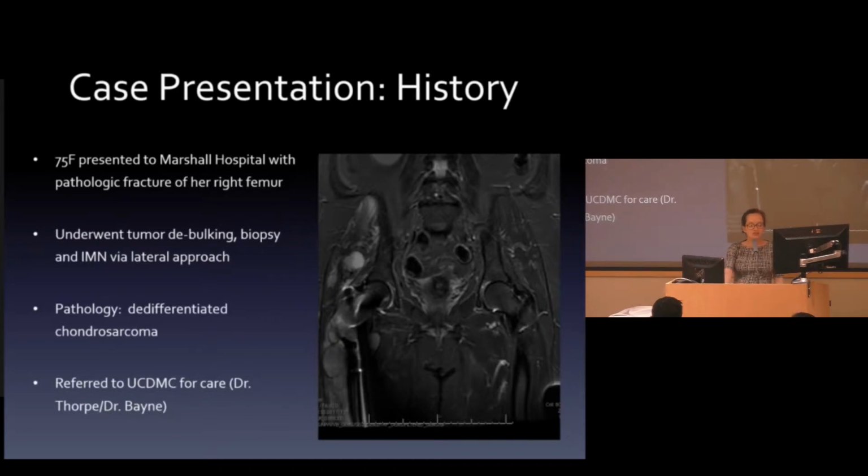So this is a patient, she's a 74-year-old lady. She presented to Marshall Hospital with a pathologic fracture of her right femur. At that hospital, she underwent tumor debulking, biopsy, and an IM nail via a lateral approach. Her pathology came back as dedifferentiated chondrosarcoma, and she was referred down to UC Davis for care by Dr. Thorpe and Dr. Bain. You can see her MRI, the post-nail MRI, still has tumor within the femur and in the soft tissue of the hip adjacent to the nail entry site.